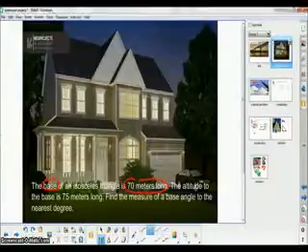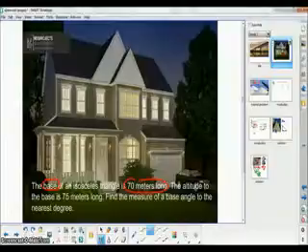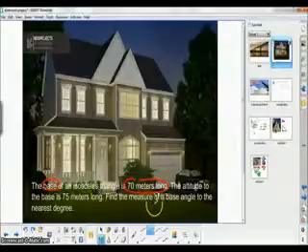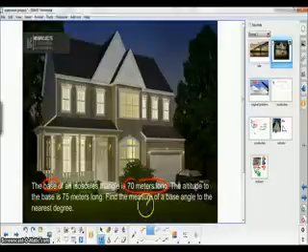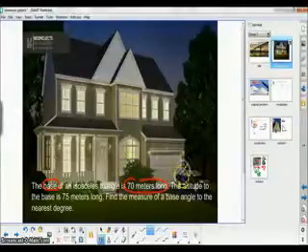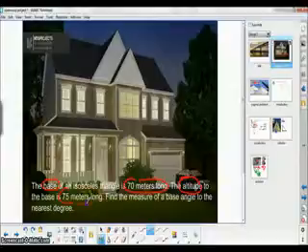So the problem that we're given is that the base in my isosceles triangle is 70 meters long. The altitude to the base is 75 meters long. Find the measure of a base angle to the nearest degree. So let's find what they give us. They give us first that the base of the isosceles triangle is 70 meters long. They also give us that the altitude to the base is 75 meters long. So now what we need to find is the measure of a base angle.